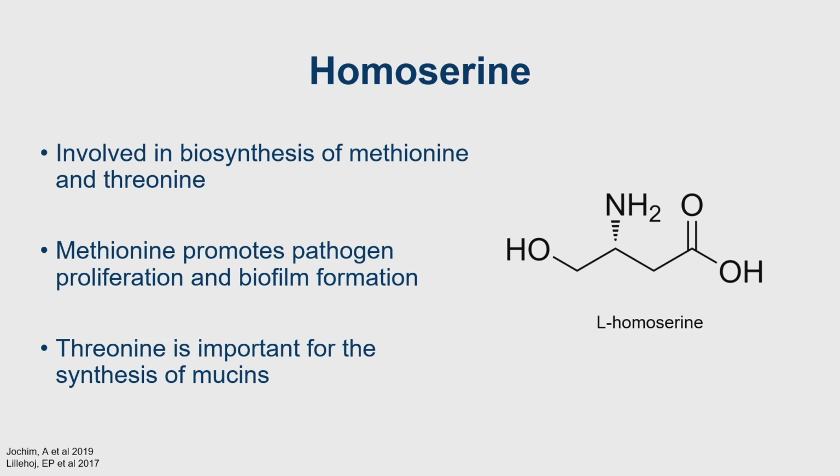Homoserine is another metabolite. This metabolite is involved in the biosynthesis of both methionine and threonine. This is important because methionine has been shown to promote pathogen proliferation as well as biofilm formation for multiple pathogens, including Pseudomonas aeruginosa. Additionally, it is important for threonine synthesis, and threonine is important for the synthesis of mucins, which of course play a huge role in the pathophysiology of CF and CF-related infections.